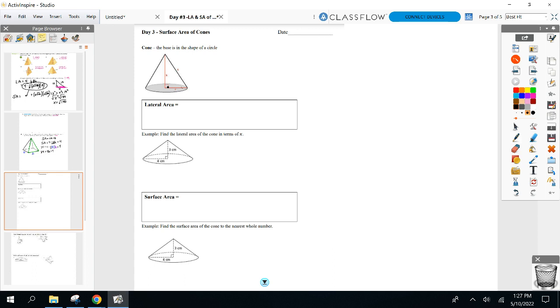It's the radius. And then you do have a slant height that finishes off that right triangle. You do have a slant height on your cone right there. That's on the side. All right?